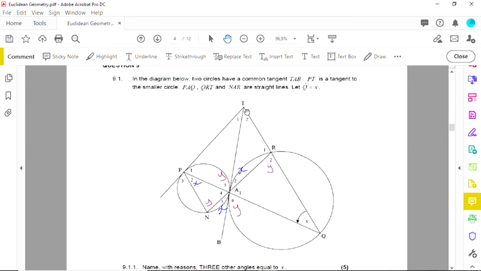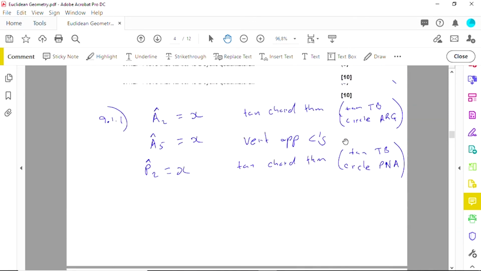We also have this tangent on the smaller circle. By tan chord theorem, these two must be the same. We are done. So this is Y, and this is Y, and this is Y, and this is Y. So this is equal to this. So this is a cyclic quad. So we just need to write it down for the exam.